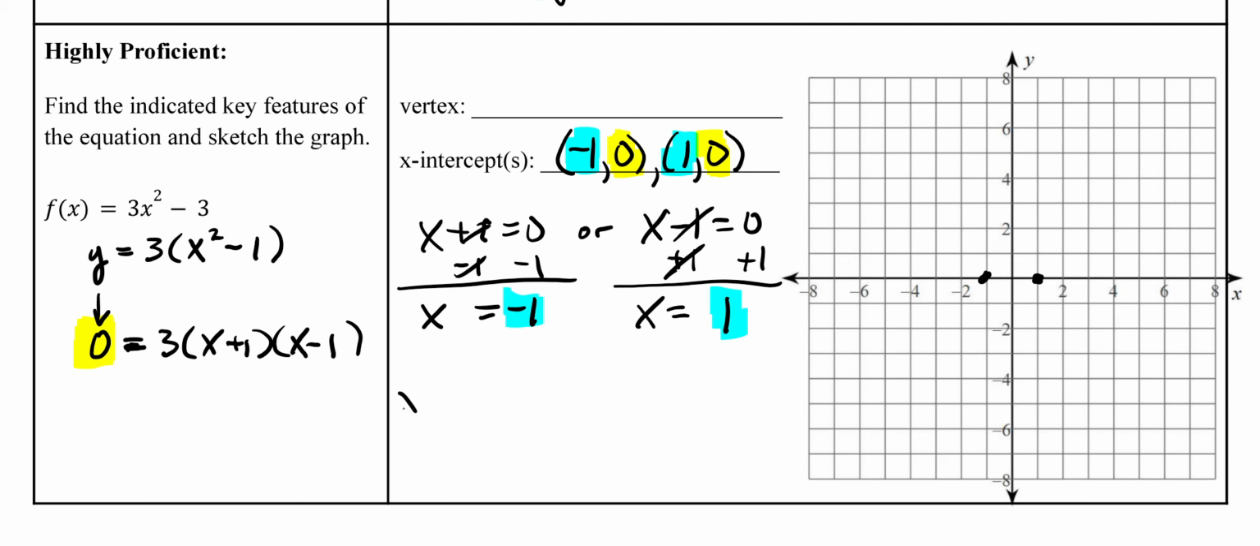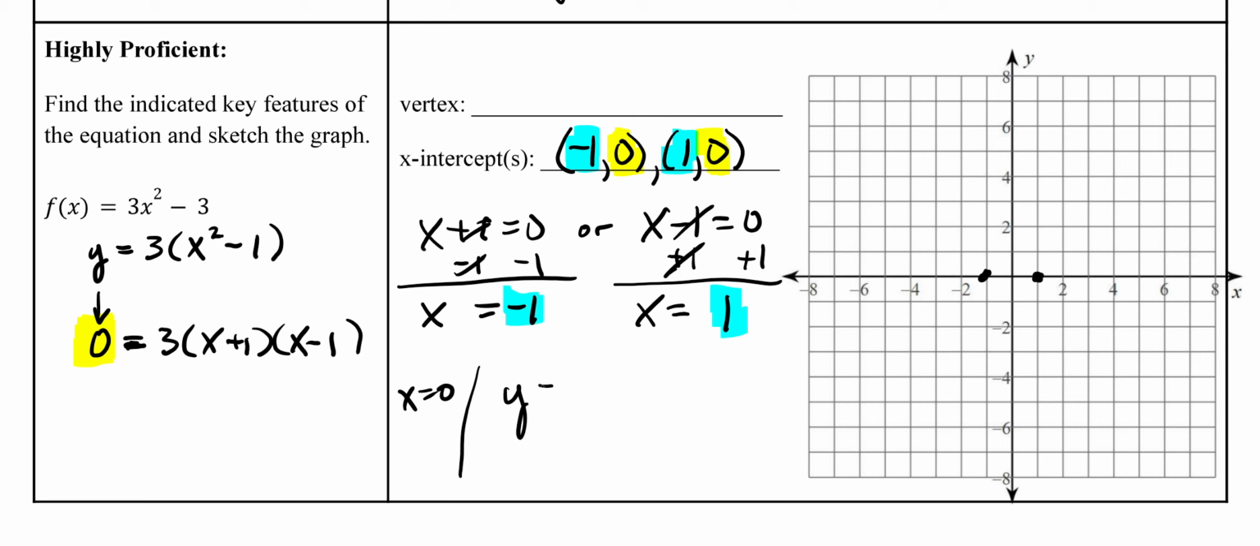So let me just write here, x equals 0, and the equation f of x I'm going to call y. Y equals 3 times 0 squared minus 3. And 0 squared is 0, and 0 times 3 is 0, so that just cancels, leaving minus 3. Y equals minus 3. And so my vertex happened when x equals 0 and y equals negative 3.